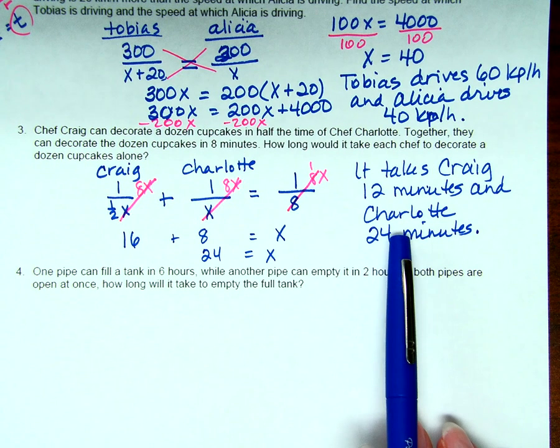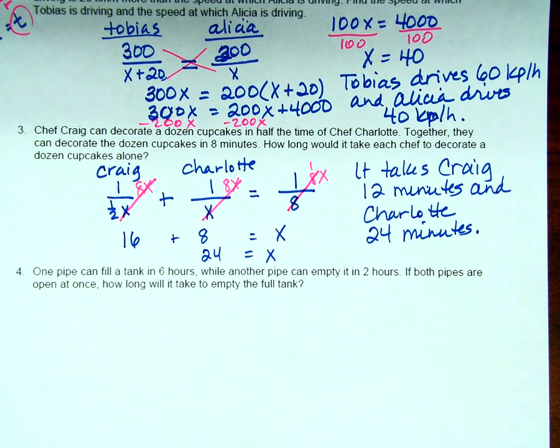This is the sentence I wrote because that's the sentence you said. You think that's the best sentence we could write? No, it's kind of messy, right? It takes Craig 12 minutes and Charlotte 24 minutes. It's not a terrible sentence. We could do better, right? How could we make that sentence better?